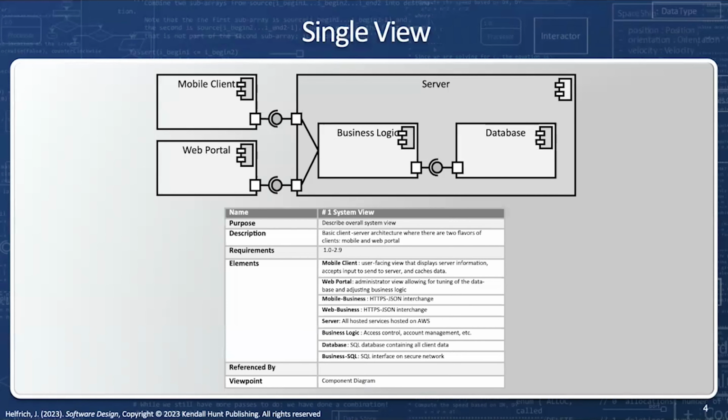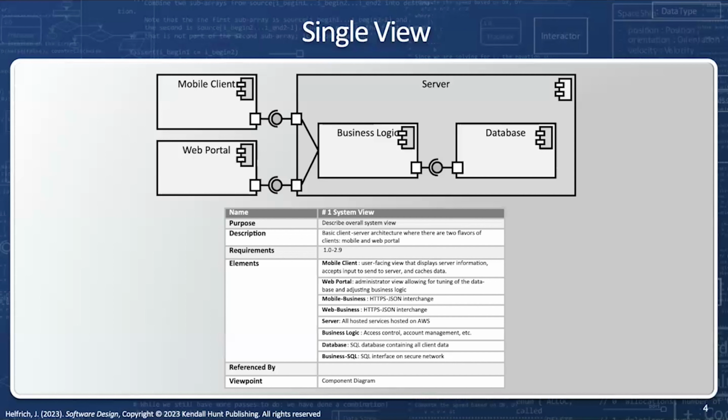The design information will help us understand it. First of all, it's going to give us a name and a number for this view. This is the system view. Its purpose, describe the overall system. A description, the basic client-server architecture, where there are two flavors of clients, the mobile and web. Okay, now I understand what this is all about. What requirements does this help build? Requirements 1.0 through 2.9. Okay, I'd like to know more about business logic or database. Well, the elements say business logic is access control, account management, etc. Okay, that's helpful. And the database is a SQL database containing all client data. Okay, now I can understand what this is representing.